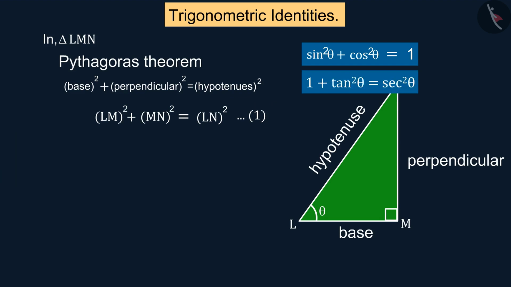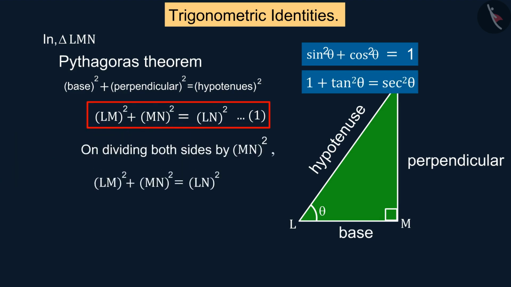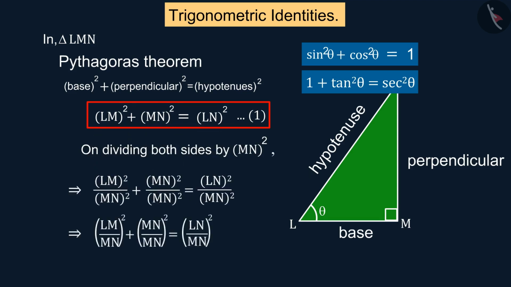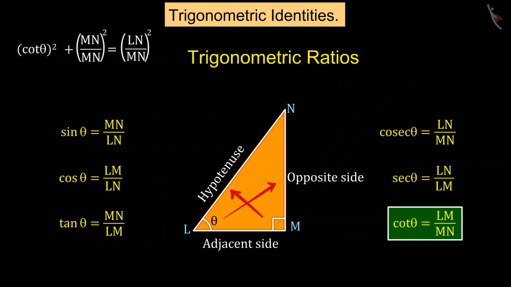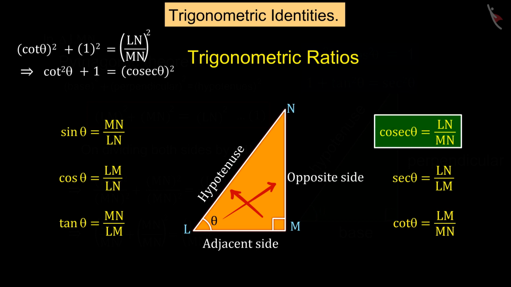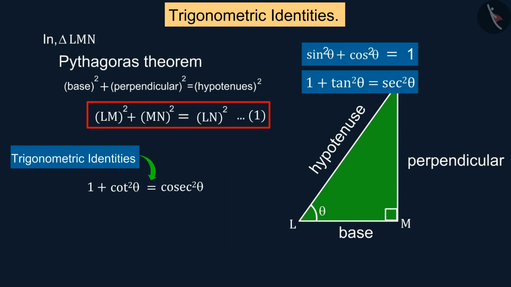Similarly, if the equation of the right triangle is divided by the square of MN, with the help of trigonometric ratios, we get LM upon MN equals cot theta and LN upon MN equals cosec theta, from which we get 1 plus the square of cot theta equal to the square of cosec theta, which is a trigonometric identity where the theta value is greater than 0 degrees and smaller than or equal to 90 degrees.